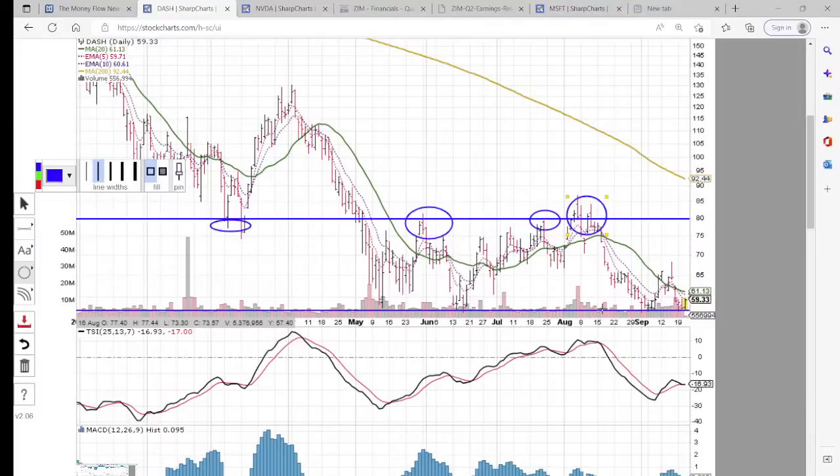If we look at this, what do we make of this if we're a trader?